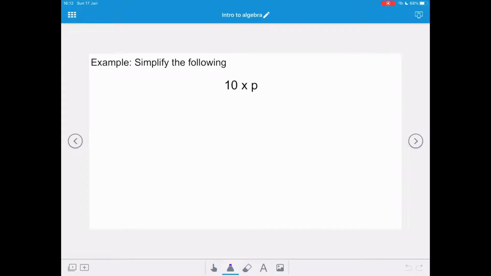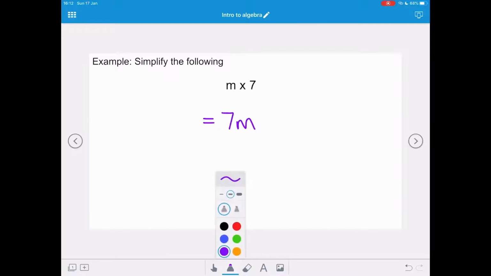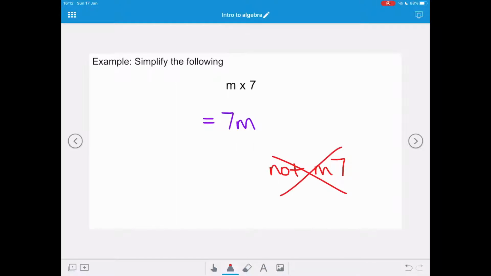Now the first example, we're just simplifying the following, and we've got 10 times p. We don't need multiplication signs in algebra because they get confused with using the letter x, so we can write this as 10p, the number in front of the letter. When we're simplifying the next example, we've got m times 7. It's 7m because we have to put the number first, so the coefficient is 7. It's not m7, that would be incorrect.